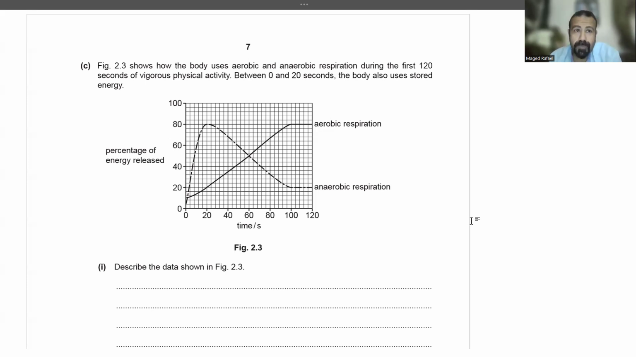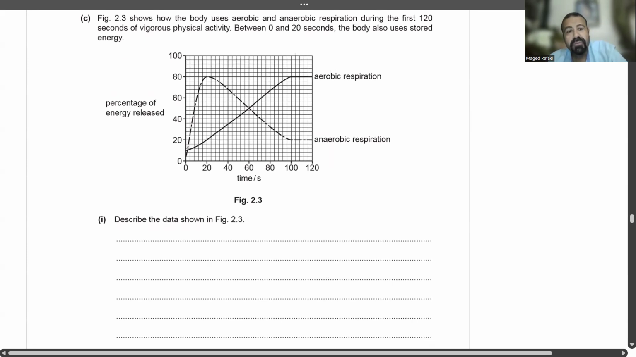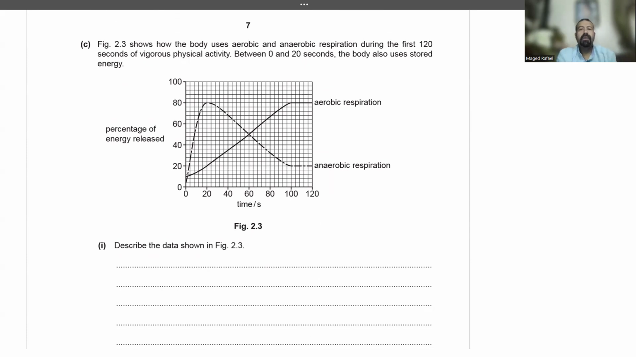Okay. This figure shows how the body uses aerobic and anaerobic respiration during the first 120 seconds of vigorous physical activity. Between 0 and 20 seconds, the body also uses stored energy. And for 4 marks, you should ask me what the total mark of the question is in order to describe the data. I can say 2 points for aerobic respiration and 2 points for anaerobic respiration.